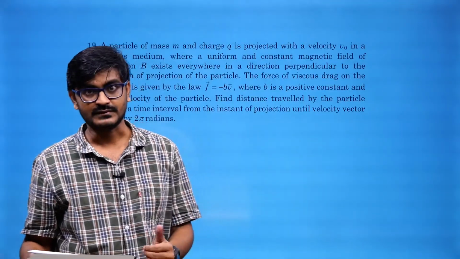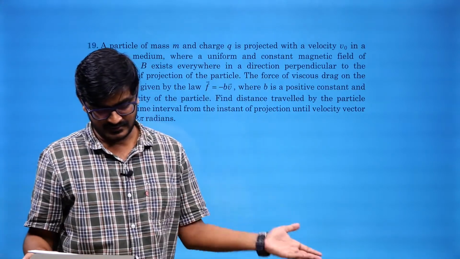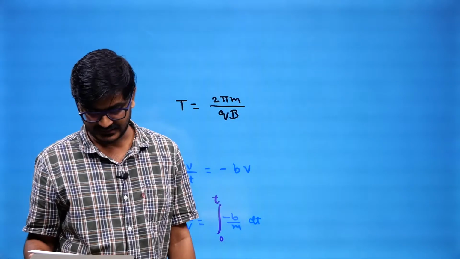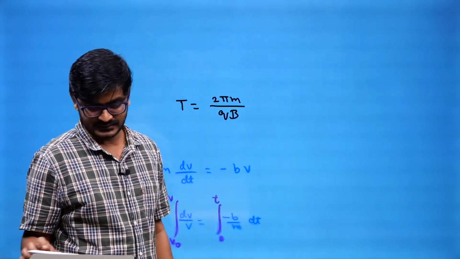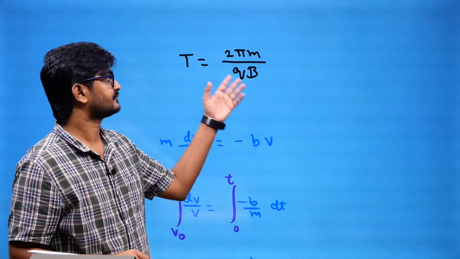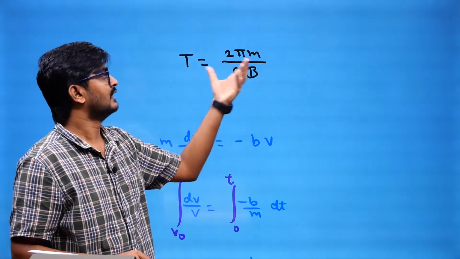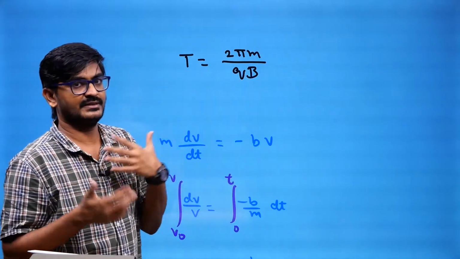So you can look into the next question. The next question goes like, if there is a frictional force apart from the magnetic field, then it will be performing a spiral. You can see the figure looks like something like this. So they are asking what is the total distance traveled by the time it rotates by 2 pi radians. So the time period in a magnetic field will be given by 2 pi m by qB, right? Now if you see this one, frictional force will be tangential and the magnetic force will be centripetal.